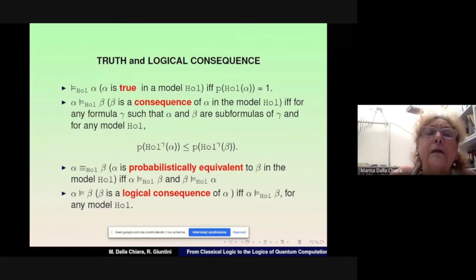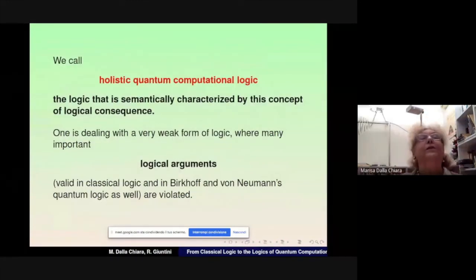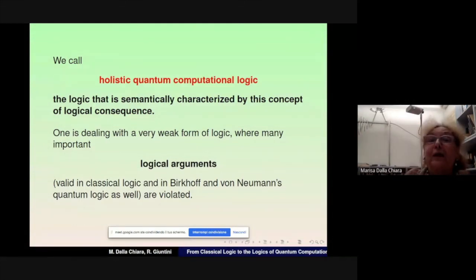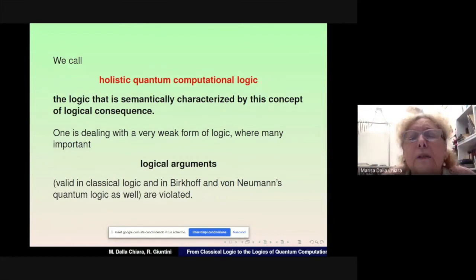And as happens in the case of any logic, once we have a concept of logical consequence, we have a logic, because a logic is semantically characterized by a particular concept of logical consequence. So we call holistic quantum computational logic the logic that is semantically characterized by this particular concept of logical consequence. And what kind of logic is this logic? One is dealing with a very weak form of logic, where many important logical arguments, valid not only in classical logic, but also in Birkhoff and von Neumann's quantum logic, are violated.